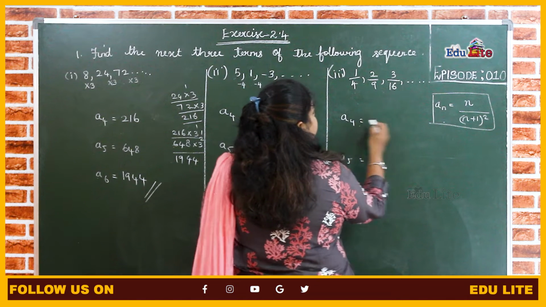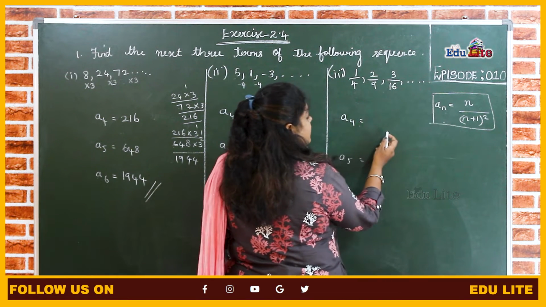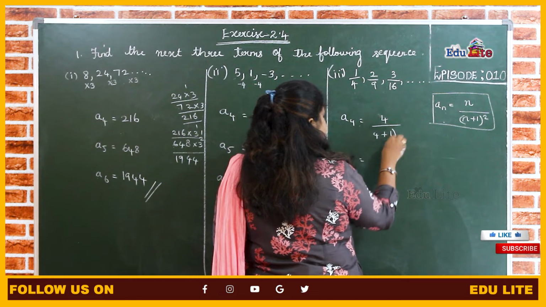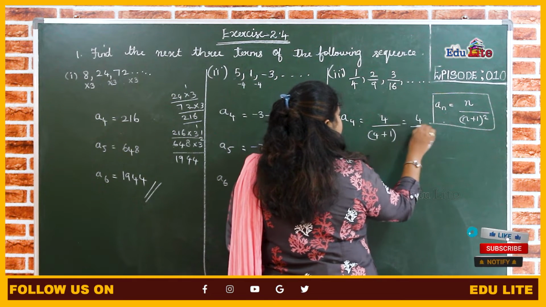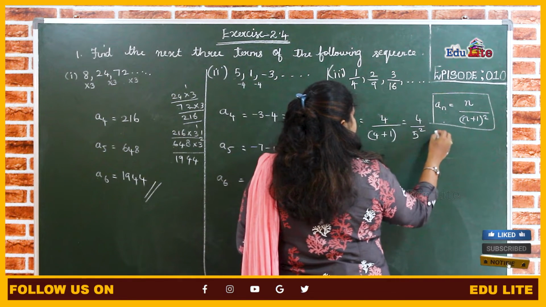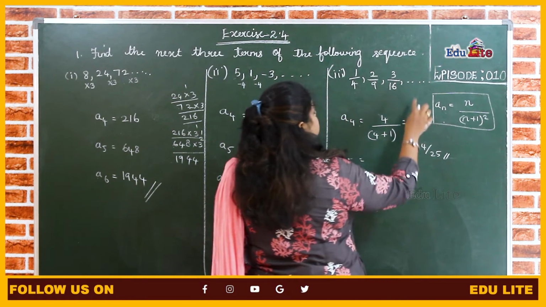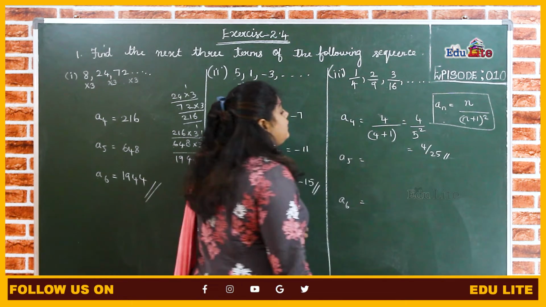Now to find a4, we have to apply the value of n as 4. Therefore, 4 by (4 plus 1) squared, which is nothing but 4 by 5 squared, which is nothing but 4 by 25. Therefore, the fourth term in the sequence will be 4 by 25.